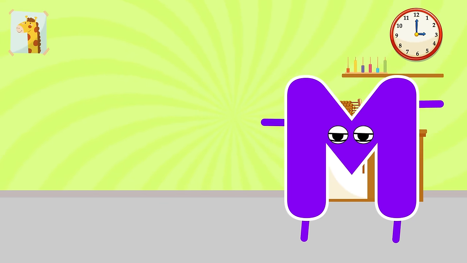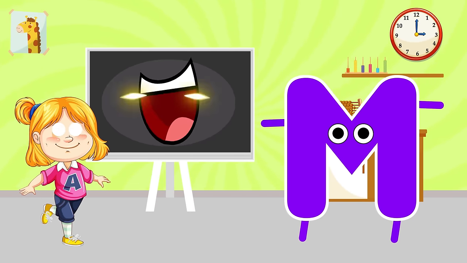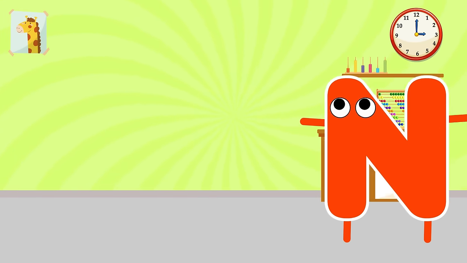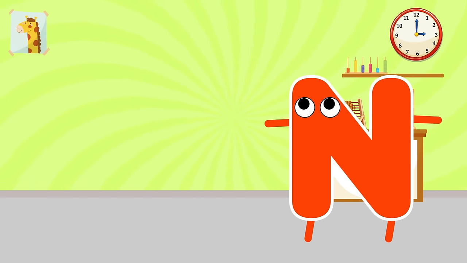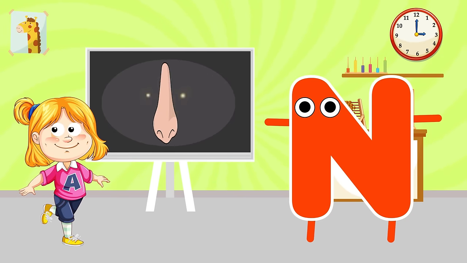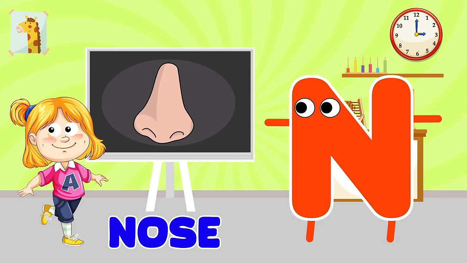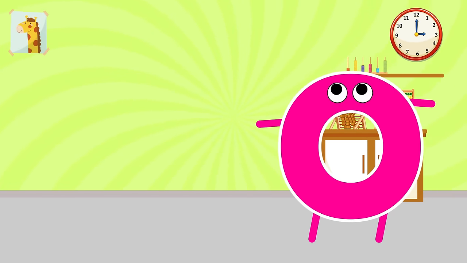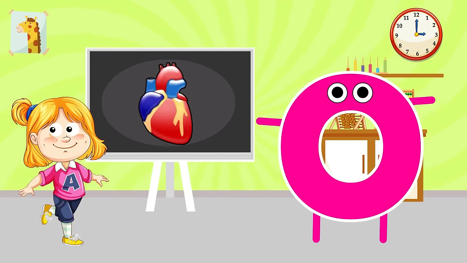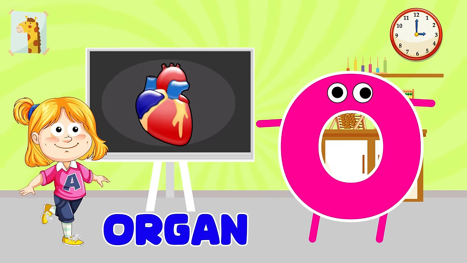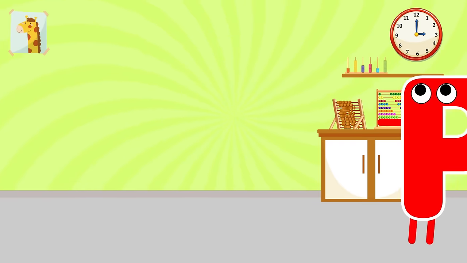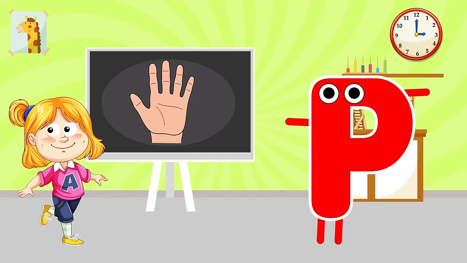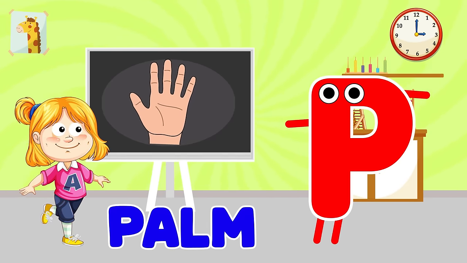M. M is for mouth. N. N is for nose. O. O is for organ. P. P is for palm.